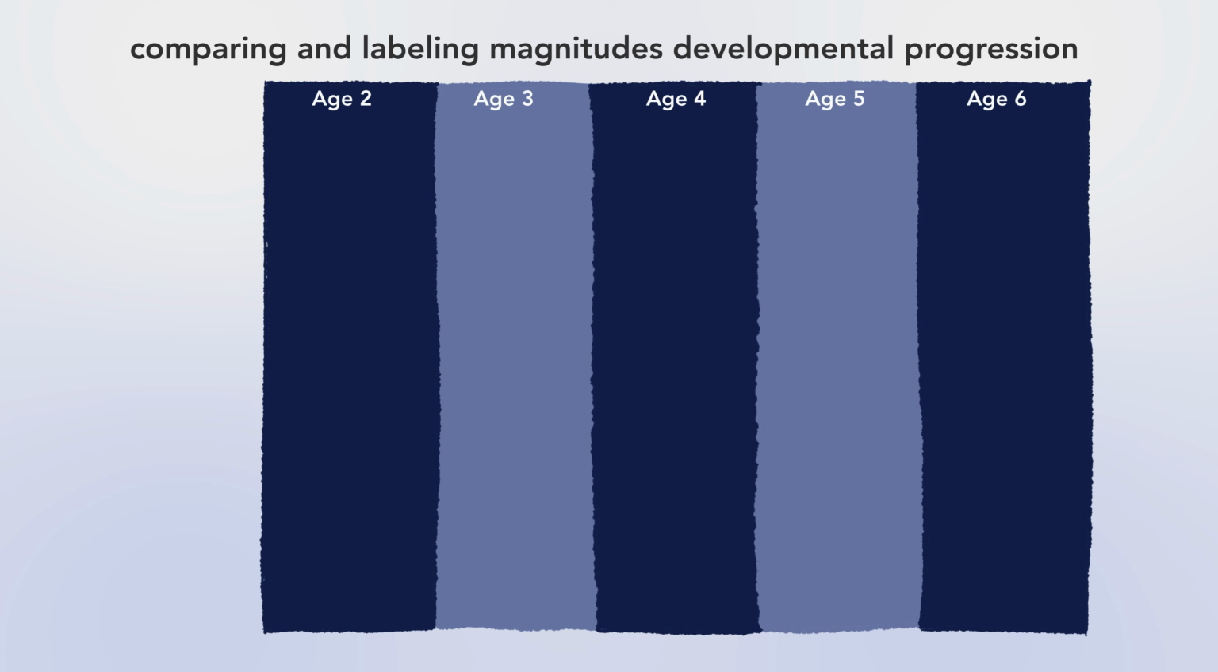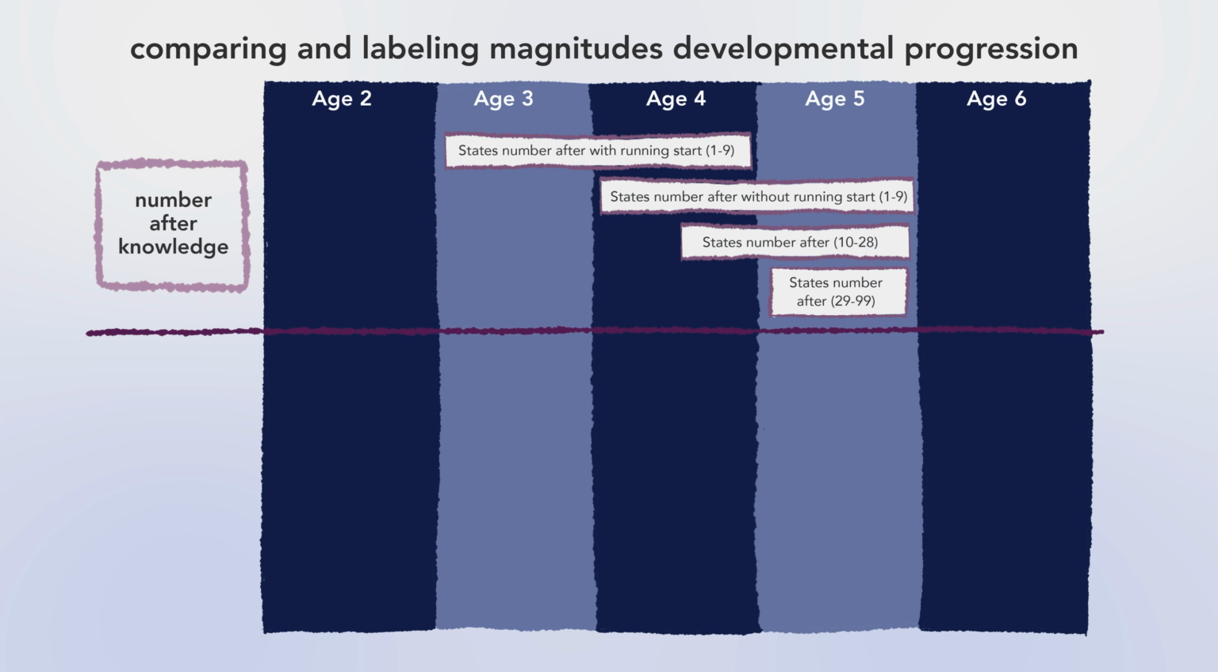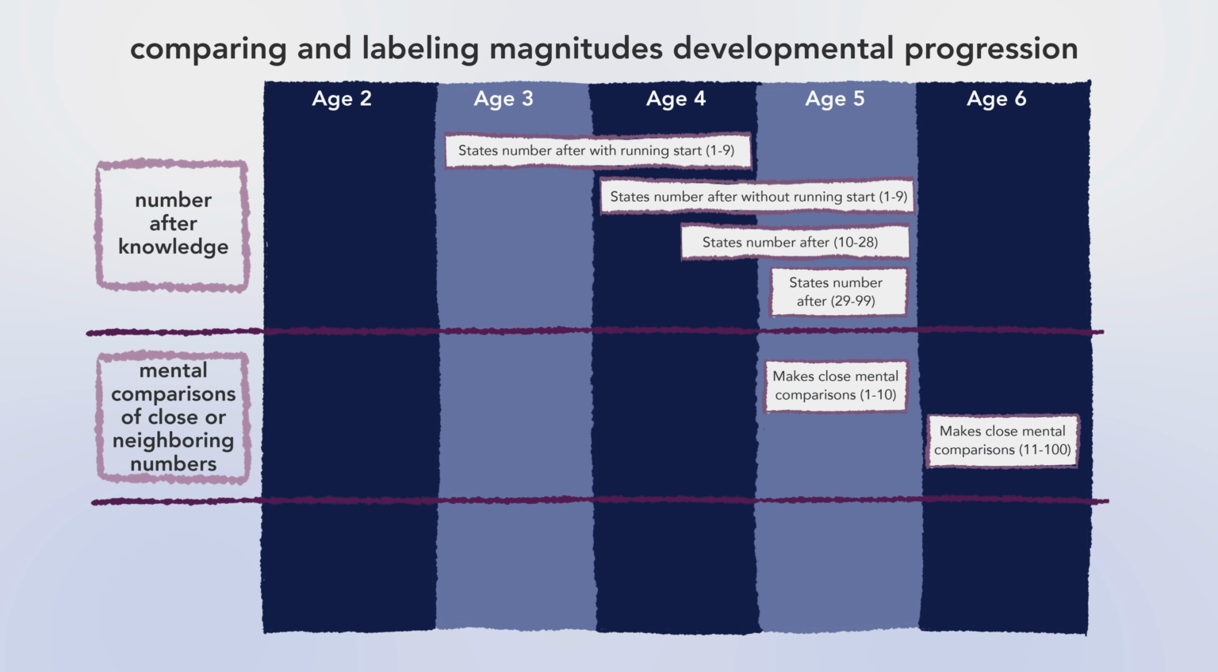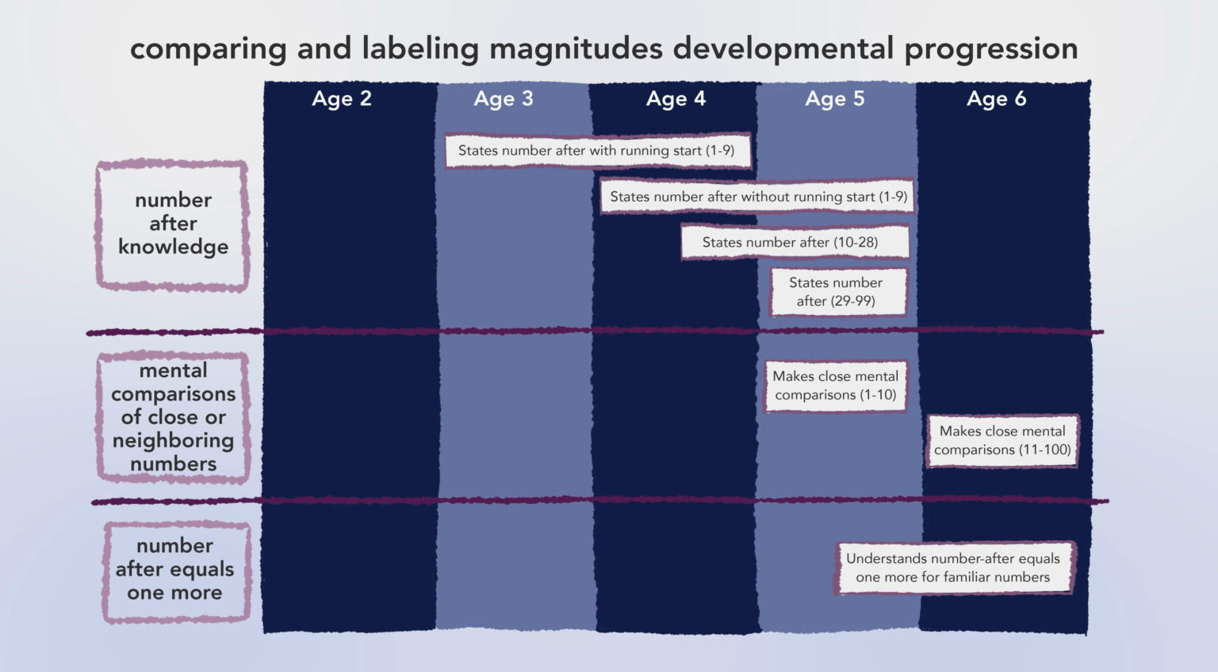The developmental progression divides these skills into 3 categories: number after knowledge, mental comparisons of close or neighboring numbers, and number after equals one more.